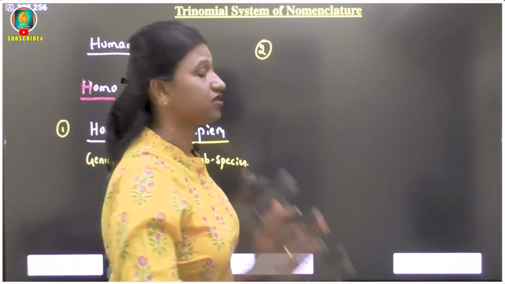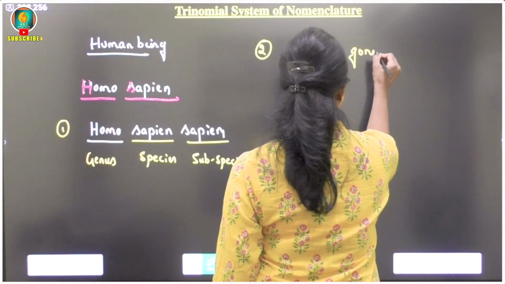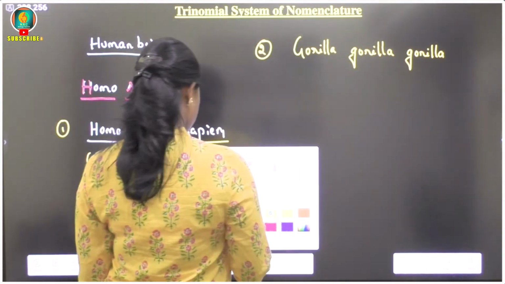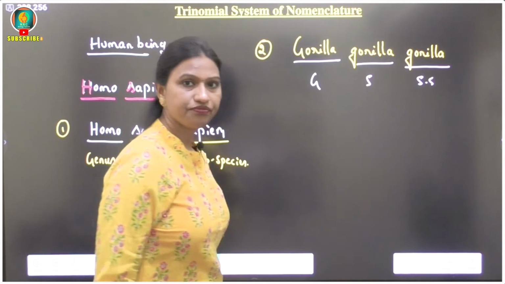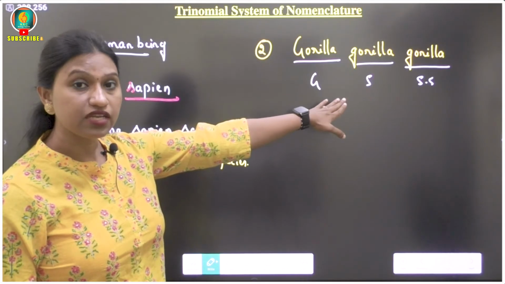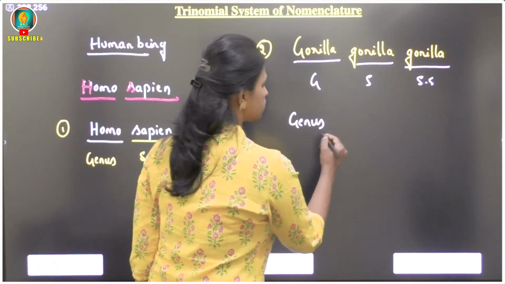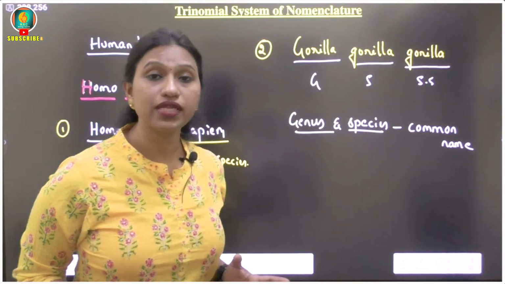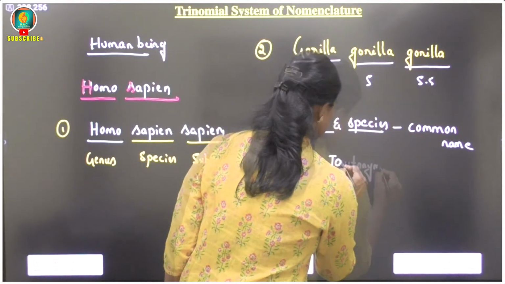The gorilla's scientific name is very, very easy: Gorilla gorilla gorilla. This is the scientific name, the biological name. Here it is the genus, here the species, and here the subspecies. Now, in the scientific name of gorilla, both genus and species have a common name called gorilla. Then such names are called tautonyms.